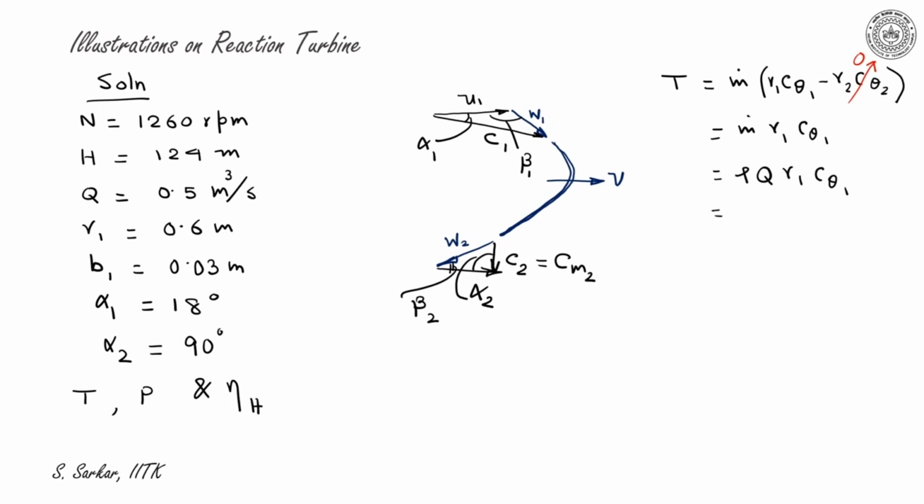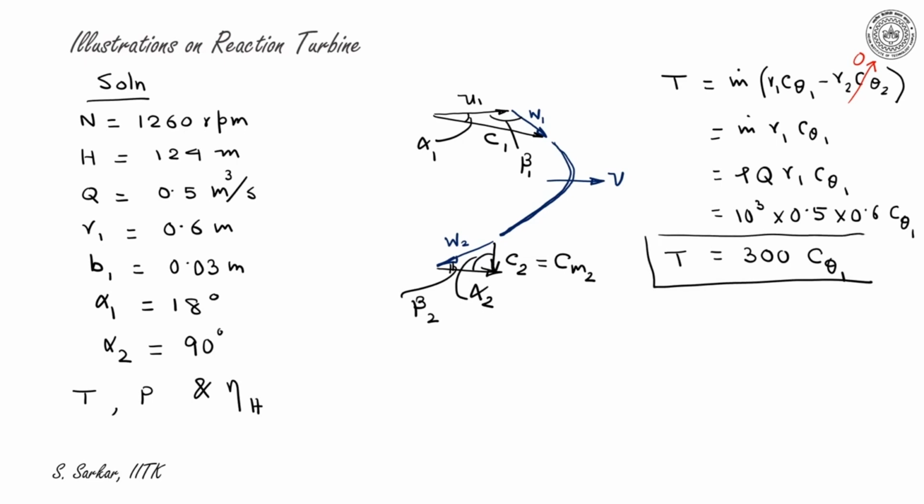So rho is equal to 10 to the power 3, Q is given as 0.5, R1 is 0.6, multiplied by c theta 1. If you do the calculation, it would be 300 into c theta 1. That is the expression for torque. Let me put this as equation number 1.